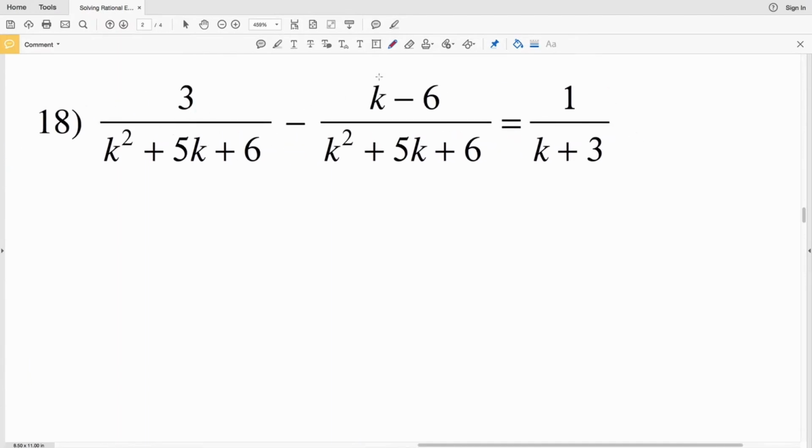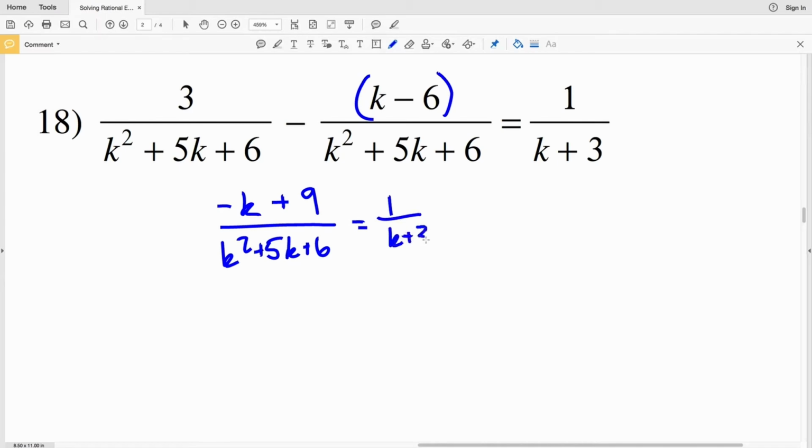In number 18, I'm going to go ahead and combine the 3 with the k minus 6 since they have the same denominator. 3 minus k minus 6 is the same as 3 minus k plus 6. So we'll have a negative k plus 9, and that's all over k squared plus 5k plus 6. And that's equal to 1 over k plus 3.